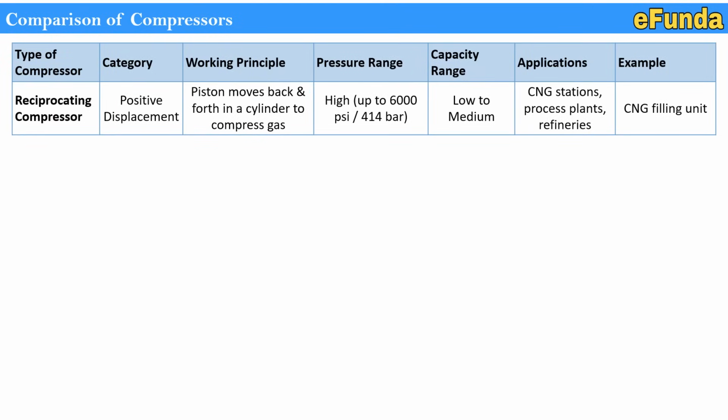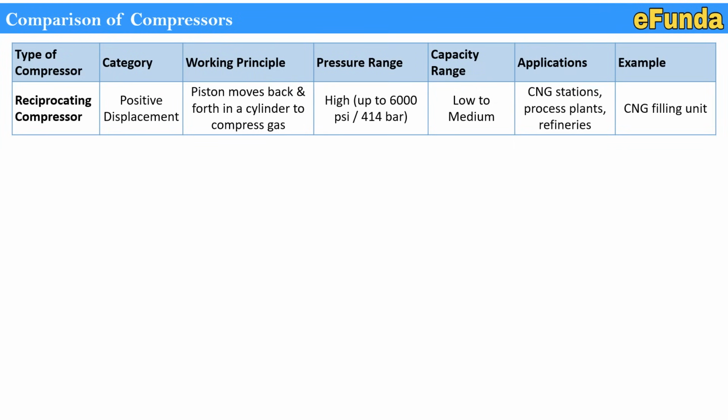Comparison of compressors. We will see their comparisons with respect to type of compressor, category, working principle, pressure range, capacity range, application and example. First one is the reciprocating compressor. Category: positive displacement, working: piston moves back and forth in a cylinder to compress gas. Pressure range: high, up to 6000 psi or 414 bar. Capacity range: low to medium. Application: CNG station, process plant, refinery, etc.